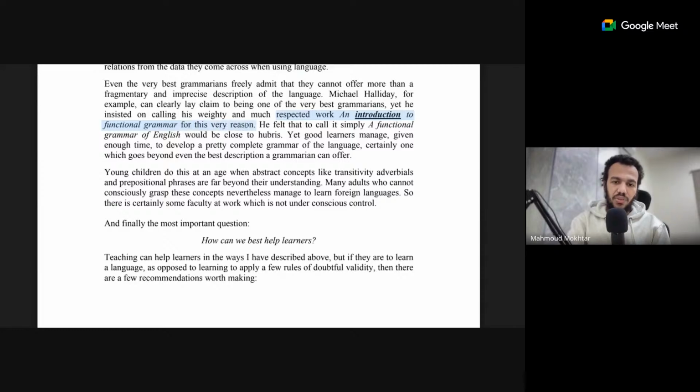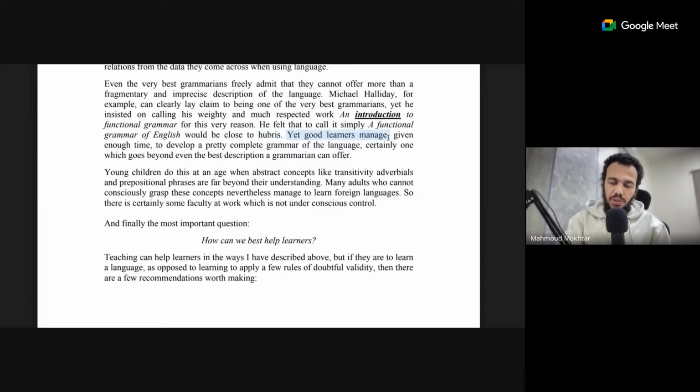For this very reason, he felt that to call it simply a functional grammar of English would be close to hubris. Hubris. It's not silent.